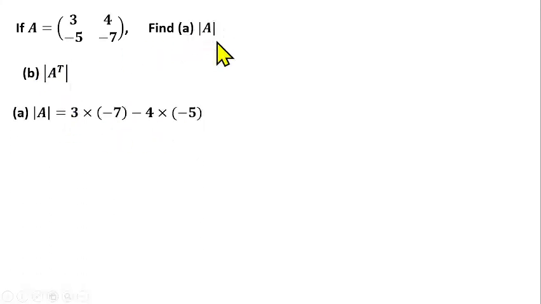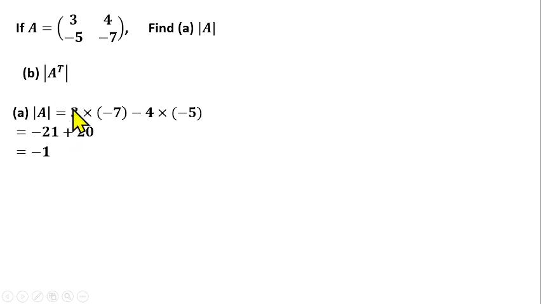For the first one, the determinant of matrix A, you have to find the determinant of this matrix. So cross multiply, then you subtract. So we have 3 times minus 7, which is this, then minus 4 times minus 5. So that should give us minus 21 plus 20, and that will give us minus 1.